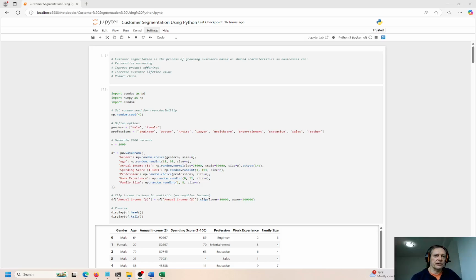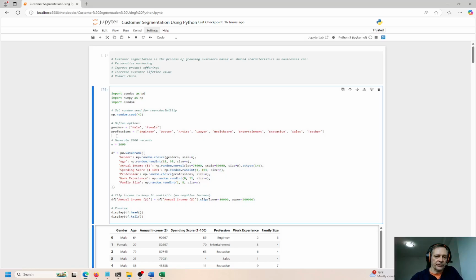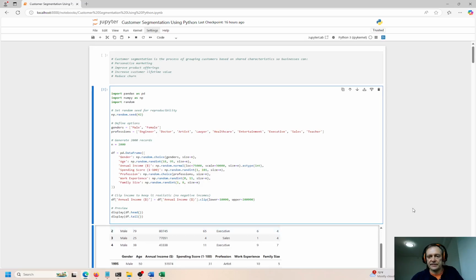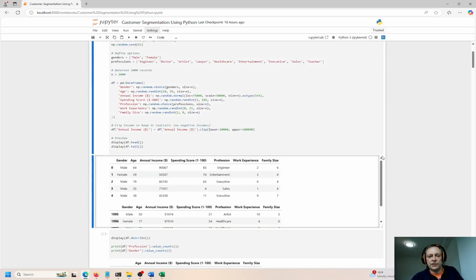And today's project, I want to look at customer segmentation, and we're going to use Python, of course. Now, I actually made up this data. I looked in several sources. I couldn't really find what I was looking for. I wanted something just with basic gender information, age, annual income, spending score. That's important. Profession, some labels like this, work experience, family size. I found some of these features, but not all together.